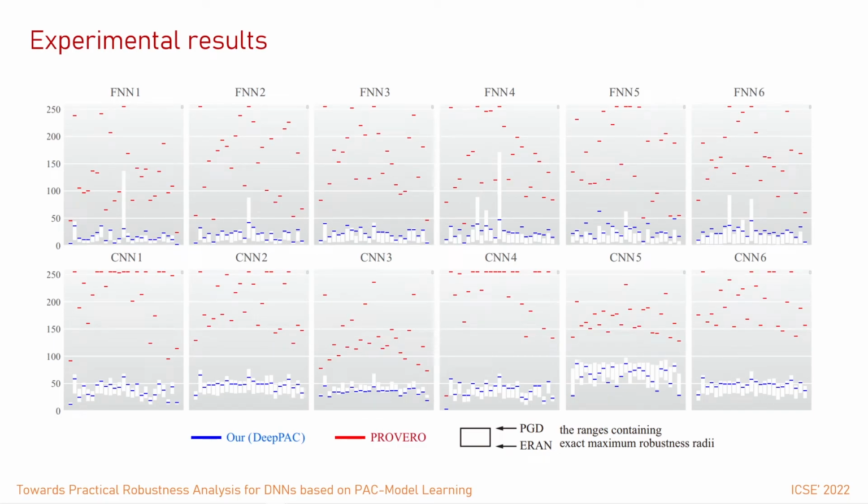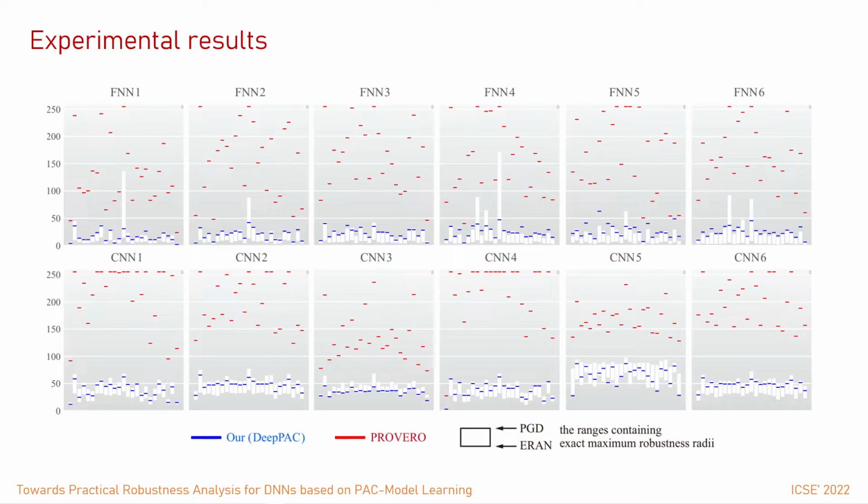Now we show some of the experimental results in our paper. We first evaluate the 4 methods on 12 networks on MNIST. In most cases, Provero ends up with a maximum robustness radius over 100, which is even larger than the upper bound identified by PGD. This indicates that while a DNN is proved to be PAC robust by Provero, adversarial inputs can still be rather easily found within the verified bound.